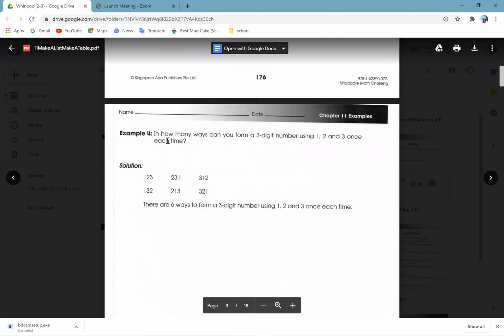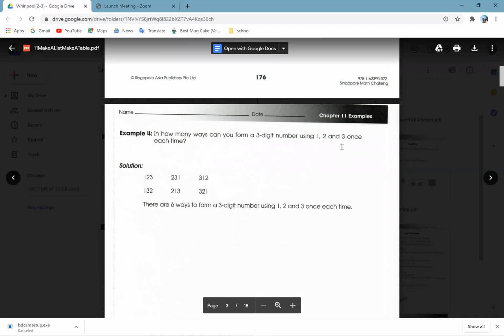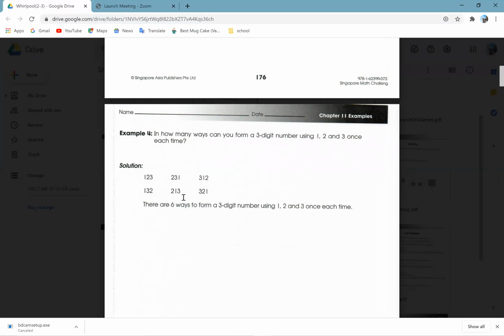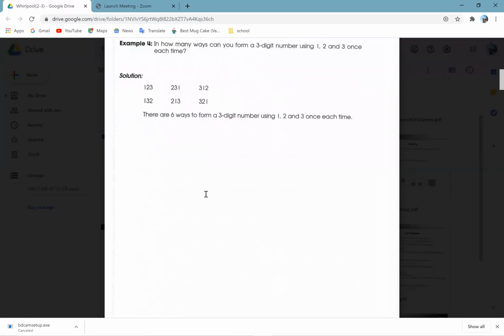Next part: in how many ways can you form a 3-digit number using 1, 2, 3 once each time? 1, 2, 3; 2, 3, 1; 3, 1, 2; 1, 3, 2; 2, 1, 3; 3, 2, 1. So there are 6 ways.